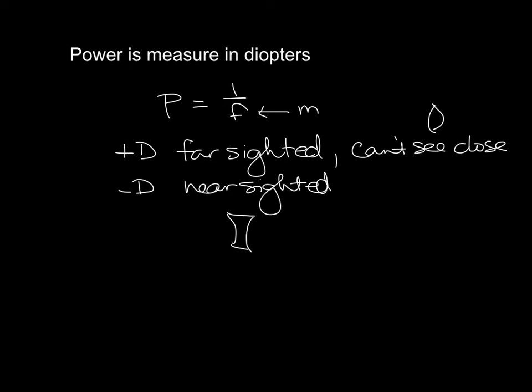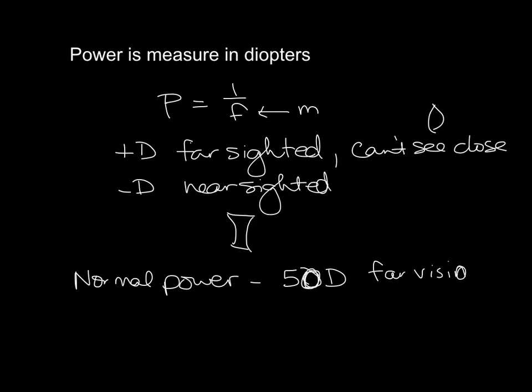Now, normal power. The normal power for your eyes depends on where you are standing. It's 50 Ds for far vision, when your object is at infinity, and it's 54 Ds for near vision, and I'll show you how we get those.